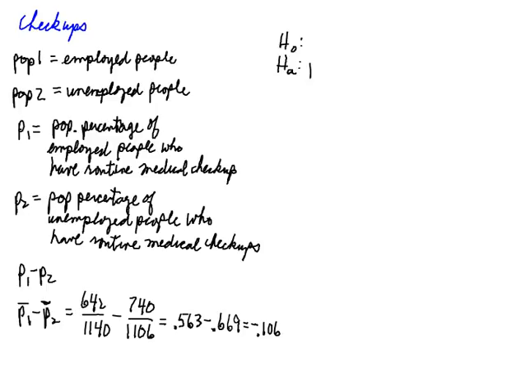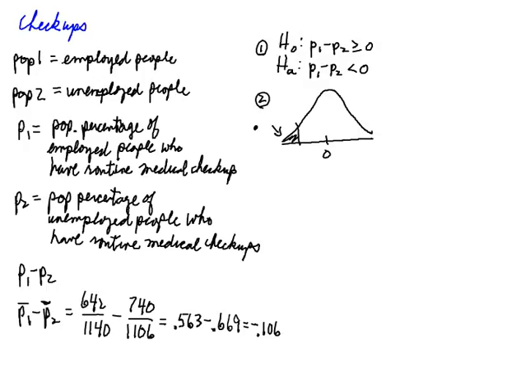I want to show that P1 minus P2. Now, if I'm going to try to show that the unemployed people have a higher percentage, then I'm trying to show that this difference is less than 0. And I will assume that it is not. And go ahead and create my sampling distribution centered at 0. This is a lower tail test, 0.05, negative 1.645 on the lower end.